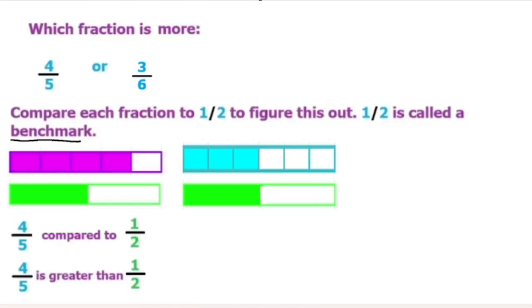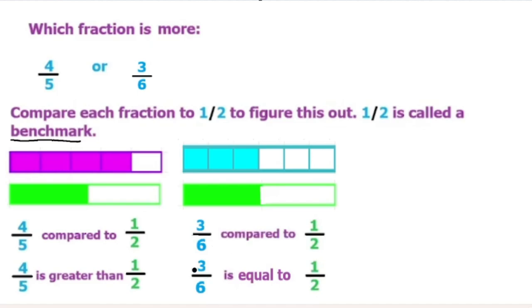And if we do a similar comparison for the 3 over 6, we could see that 3 over 6 is actually equal to 1/2, right? 3 over 6 compared to 1/2 is equal to 1/2. So because 4/5 is greater, then that's going to follow that 4 over 5 is greater than 3 over 6. And that's how you do this.